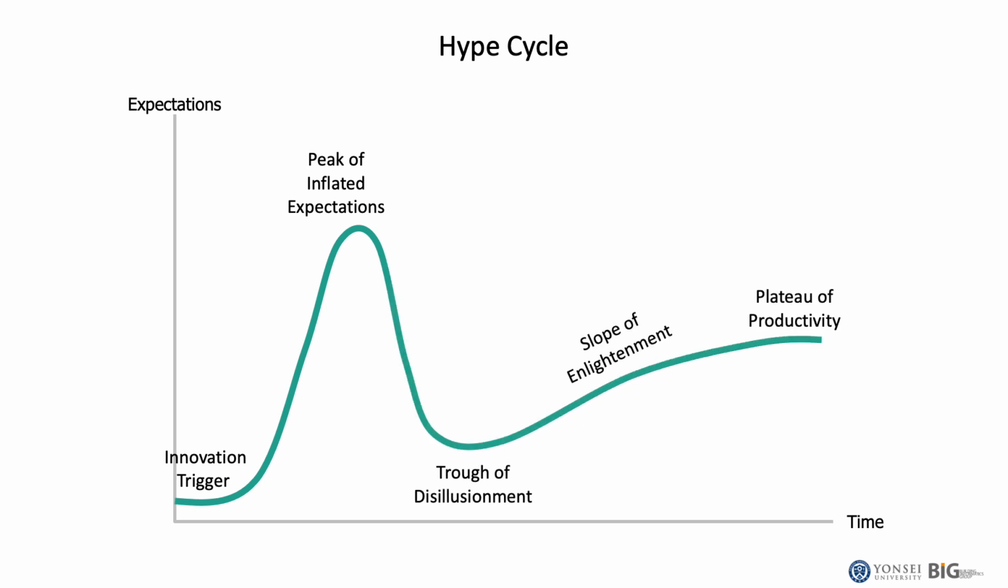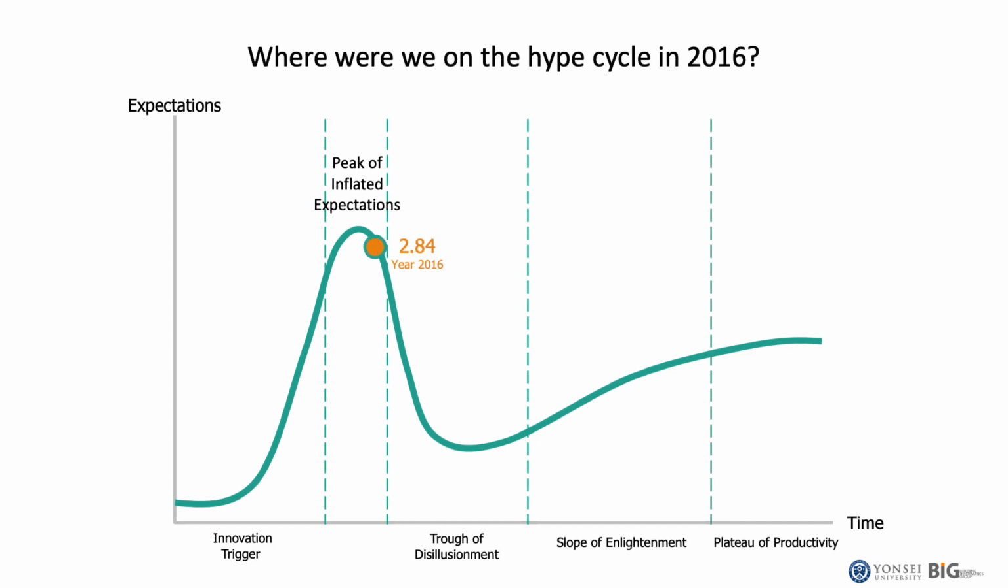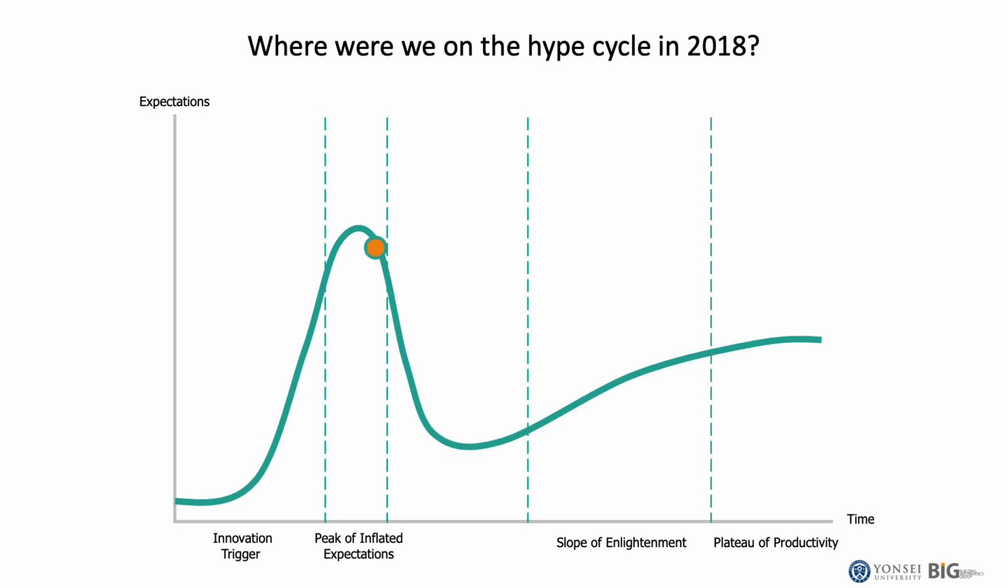It describes the technology adoption process in 5 phases: innovation trigger, peak of inflated expectations, trough of disillusionment, slope of enlightenment, and plateau of productivity. Survey results indicated that the Korean construction industry is moving from the peak of inflated expectations to trough of disillusionment.